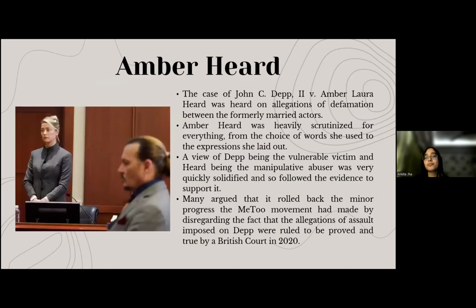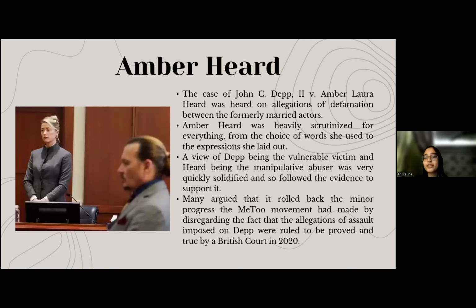When we come down to examining the media trials of Amber Heard and Rhea Chakraborty, we are confronted with stark examples of the gendered lens through which such cases are portrayed. The case of Johnny Depp versus Amber Heard was a globally well-known case, a matter of defamation between the formerly married actors. However, Amber Heard was the one who was brutally dragged online throughout the trial, with a large number of memes and jokes being made at her expense. She was heavily scrutinized for everything, from the expressions she laid out to the words she used. Everybody had an opinion on everything. She was painted out to be a liar, a bipolar person, a cheat, and so much more.